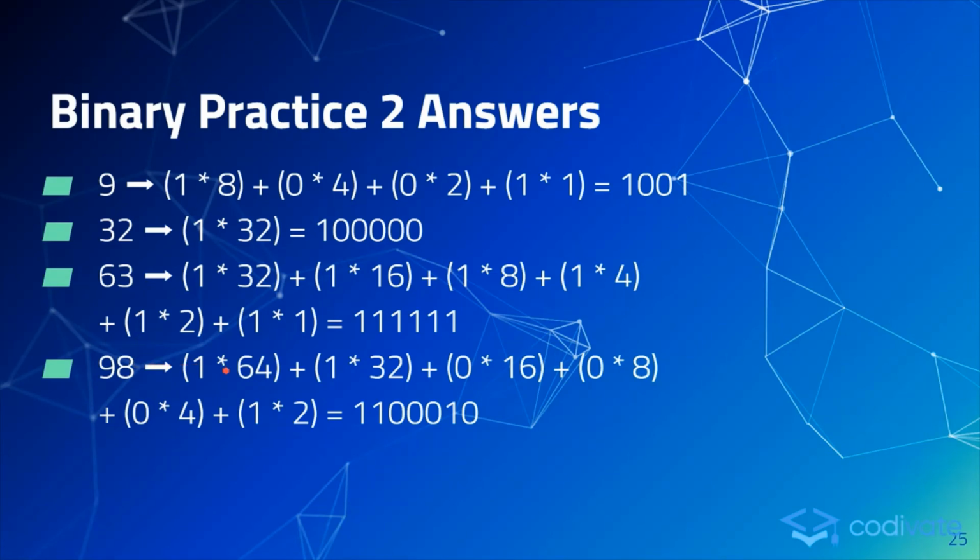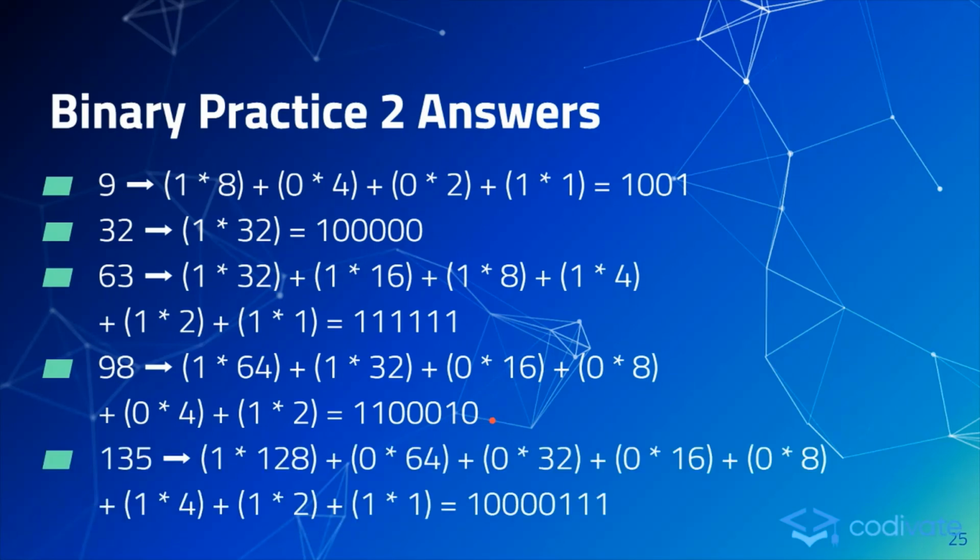98. For using the same rules as shown before, we will get the binary value as 11000010. And here 135 will become 1000011.